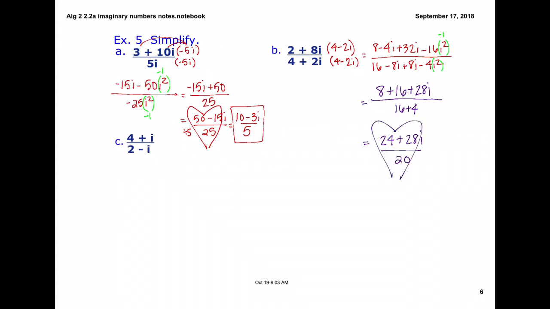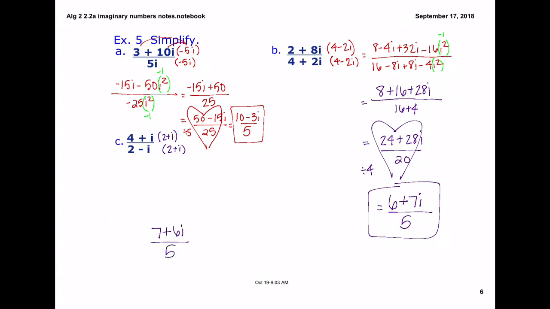All three of our numbers are divisible by 4. 24 divided by 4 is 6. 28 divided by 4 is 7i. And 20 divided by 4 is 5. Your complex conjugate in example C that you would multiply by would be 2 plus i. When you distribute those out and combine your like terms, you should end up with 7 plus 6i over 5. Because these three numbers are not divisible by the same thing, you would be finished.